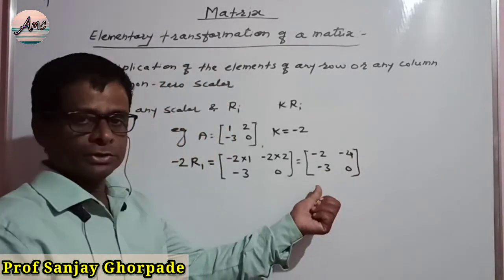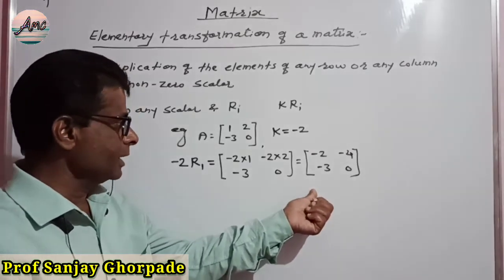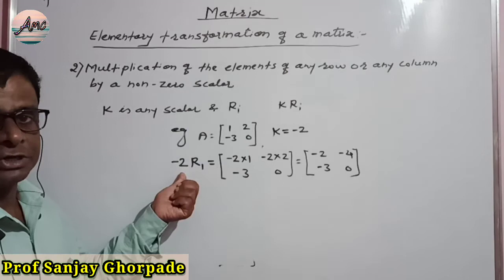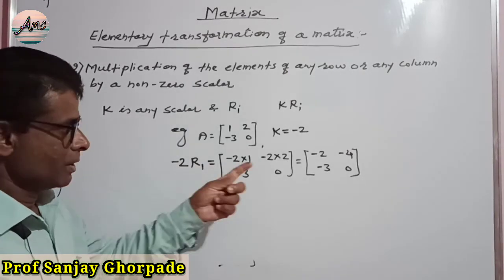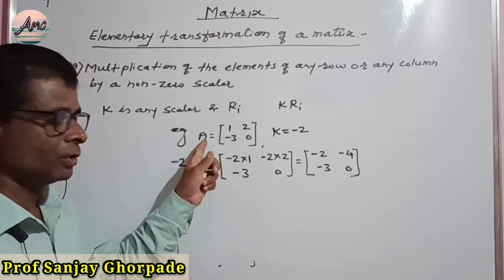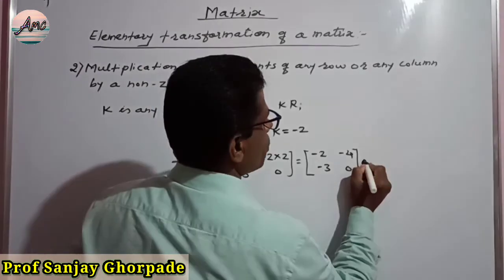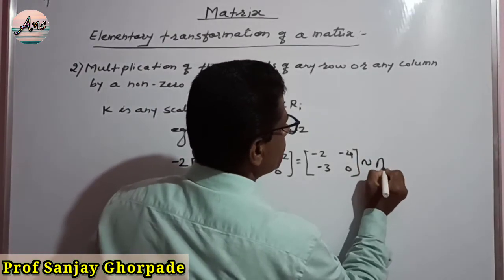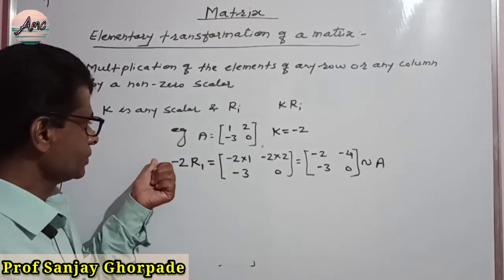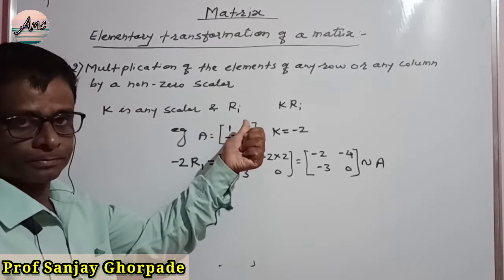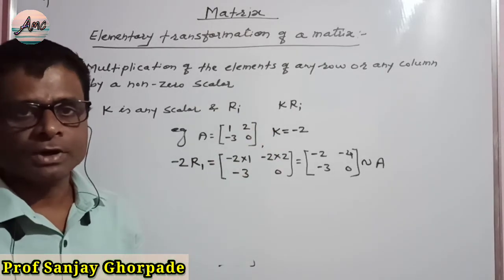So this is the new matrix which is obtained by performing the row operation by multiplying each element of the first row by minus 2. Whereas this matrix is not equal to the given matrix A, but it is equivalent to the given matrix A. This is in case of the row operation. The same operation can be performed in case of the columns.